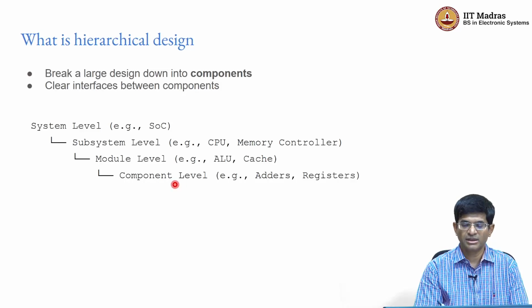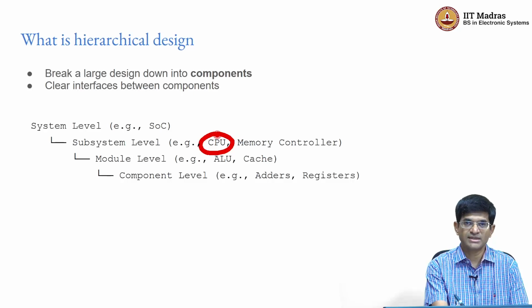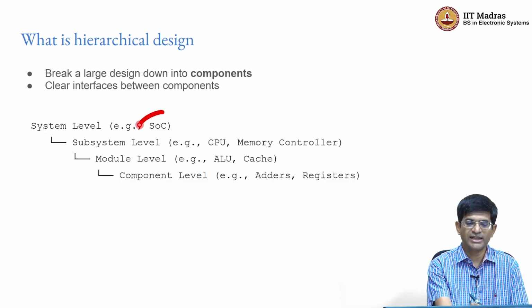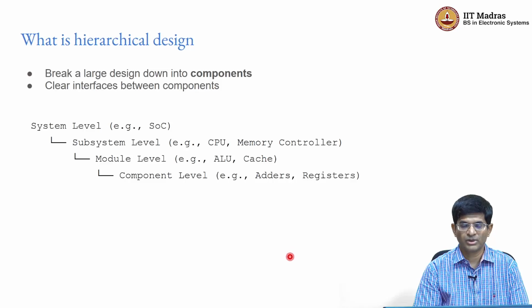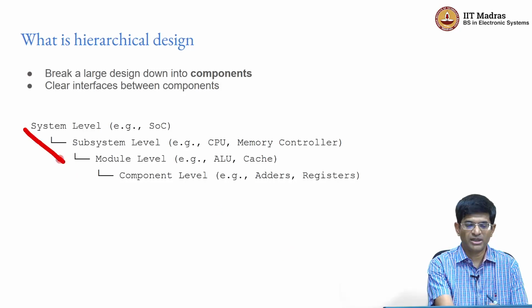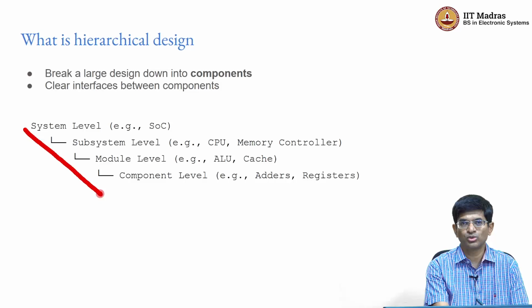The components that you need to design will in turn be used in order to build up modules. Those modules will be used in order to build up subcomponents or subsystems, and the subsystems will finally get integrated together to get you your final system. Okay. So this is essentially what we mean by the layers of hierarchy that we go through while designing a system.